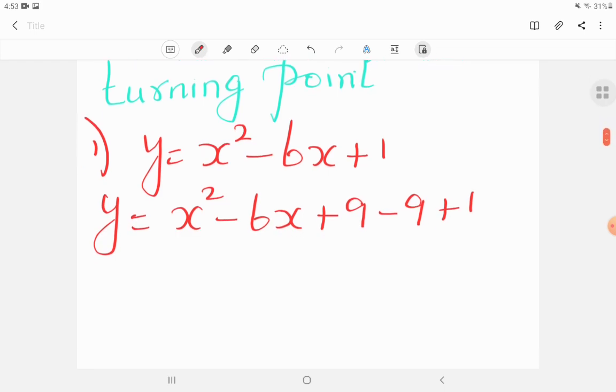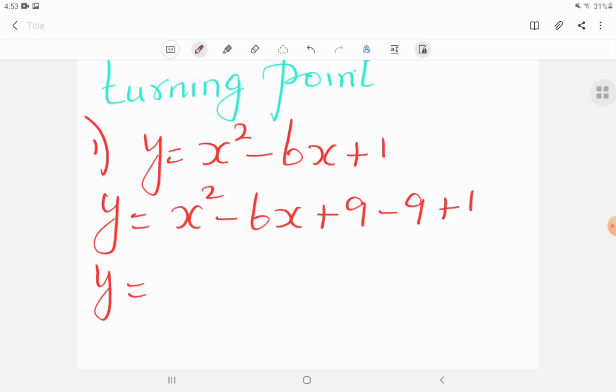That is all. We're just using the completion of square, which means we take the coefficient of x, halve it and square it. So half of 6 is 3, and 3 squared is 9. So we add and subtract it, and then we bring the first three terms into perfect square form.